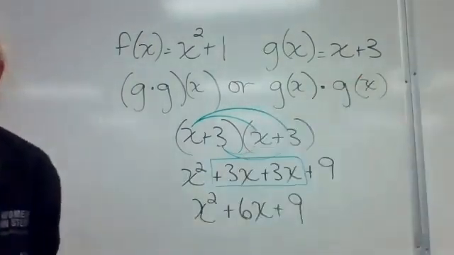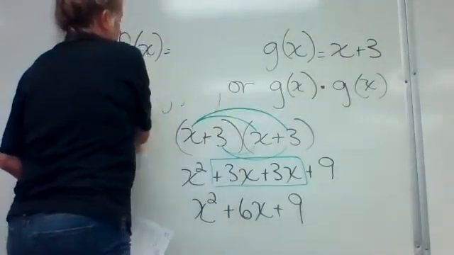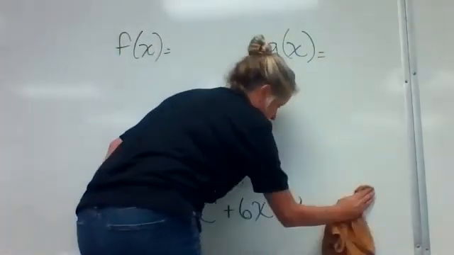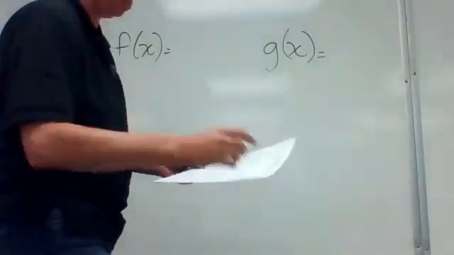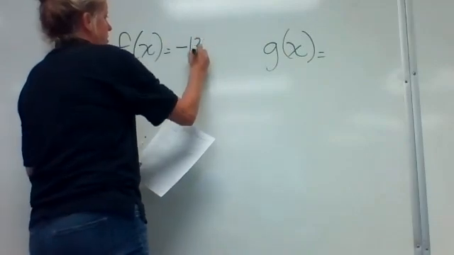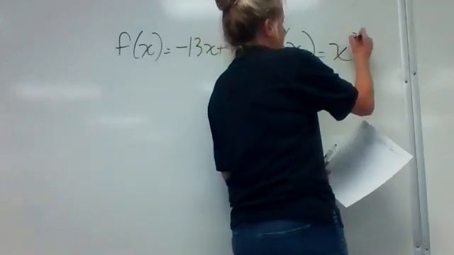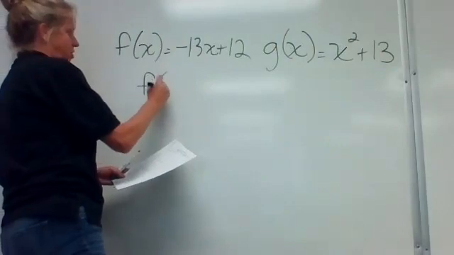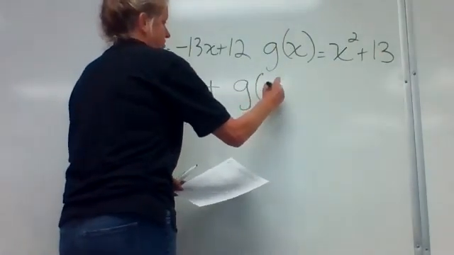Right, number 4. F of x is negative 13x plus 12. G of x is x squared plus 13. This time it wants me to find f of negative 3 plus g of negative 3.